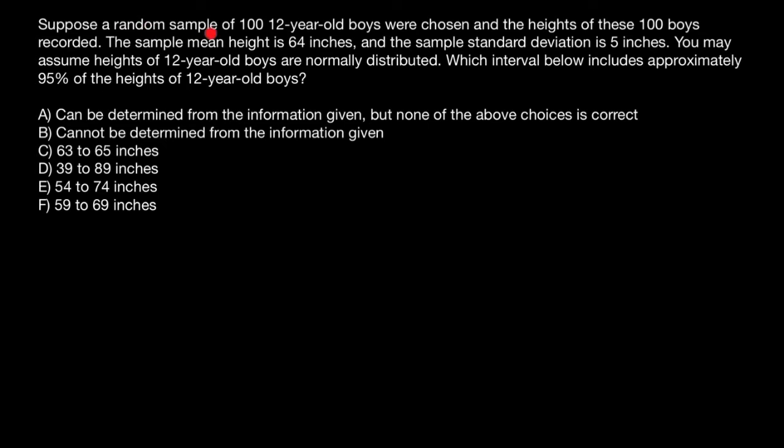Suppose a random sample of 100 12-year-old boys were chosen and the heights of these 100 boys recorded. The sample mean height is 64 inches and the sample standard deviation is 5 inches. You may assume heights of 12-year-old boys are normally distributed. Which interval below includes approximately 95% of the heights of 12-year-old boys? And here are the variants to choose from.